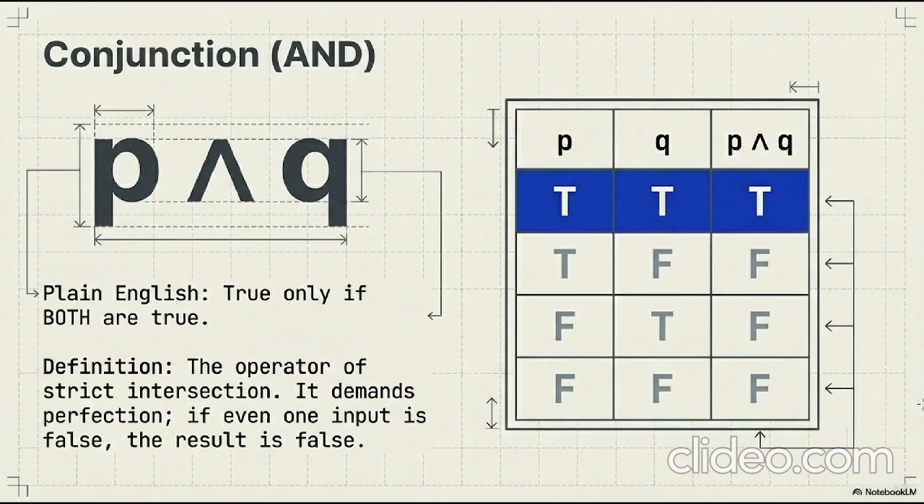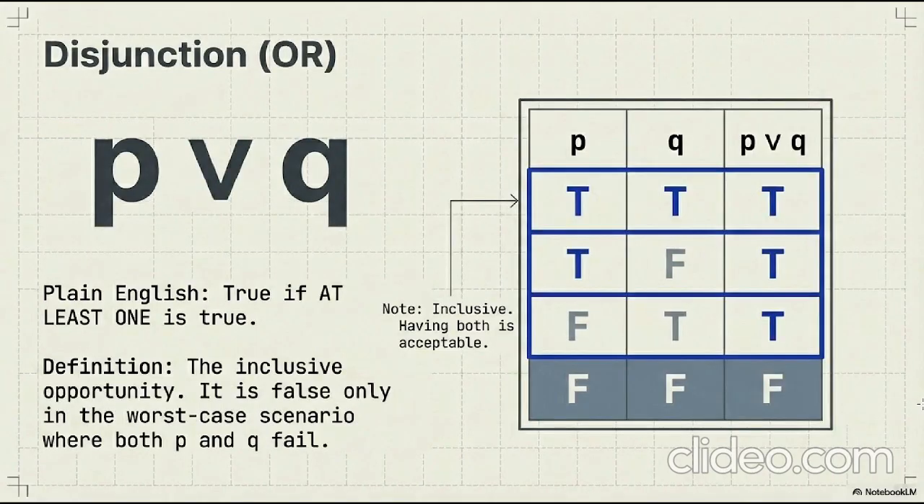Now let's look at a more flexible operator, disjunction. Disjunction is written as P or Q or P ∨ Q. The statement is true if at least one of them is true. It is false only when both are false. This is called inclusive OR, meaning having both true is perfectly acceptable.